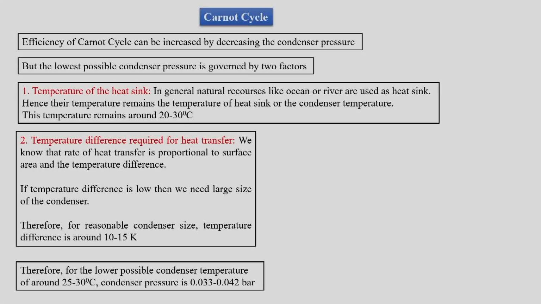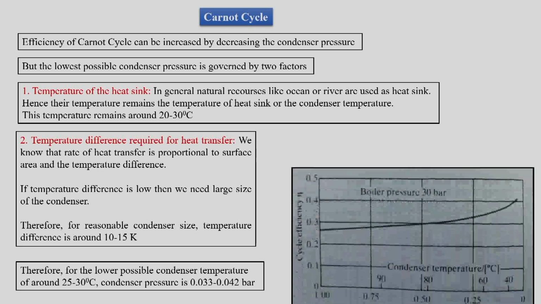Therefore, in general, the process of condensation would have a temperature difference of around 10 to 15 degrees Celsius. Therefore, the lowest possible condenser temperature is 25 to 30 degrees Celsius, in that range. Hence, the condenser pressure becomes the corresponding saturation pressure, which we can obtain from the steam table.